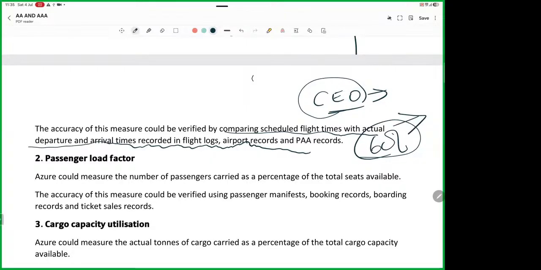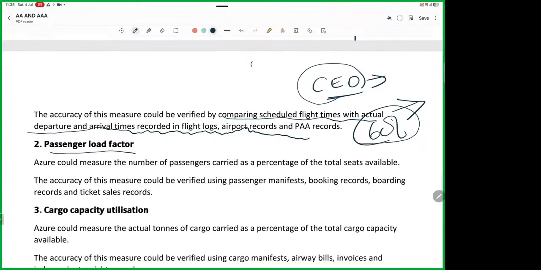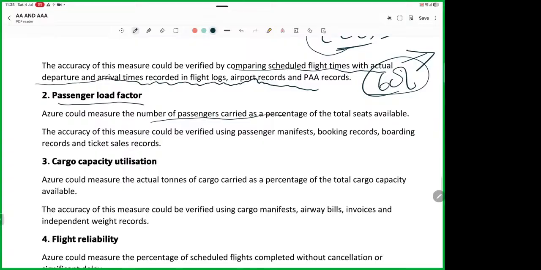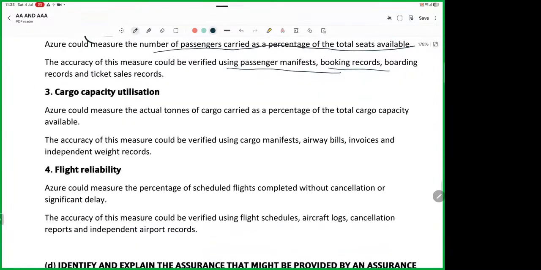All right. Passenger load factor, very important. ACCA could measure the number of passengers carried as a percentage of the total seats available. The accuracy of this measure could be verified using passenger manifests, booking records, boarding passes, ticket sales. Because at the end of the day, ladies and gentlemen, we don't want to fly empty. We want our financials to be okay, and our financials can only be okay if we are going to our destinations with a fairly high percentage of what here? Load factor.